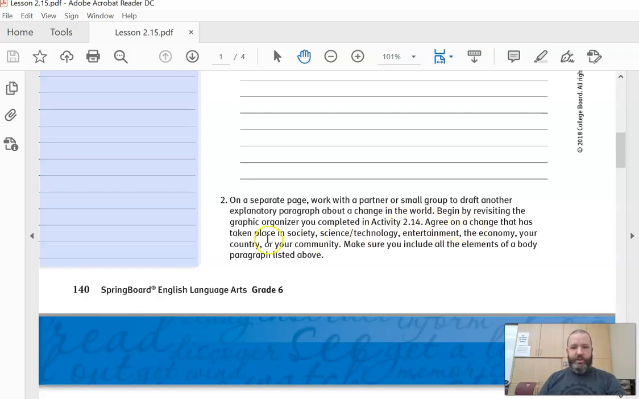It says, agree on a change that has taken place in society, like science, technology, entertainment, the economy, your country, or your community. Most people choose technology and entertainment. Some people choose the internet or an app that is super popular and how that's changed the world, or like cell phones, how that's changed the world. Technology is what a lot of kids are interested in. If you have a different change that has occurred that you think works for the world, that's fine as well.